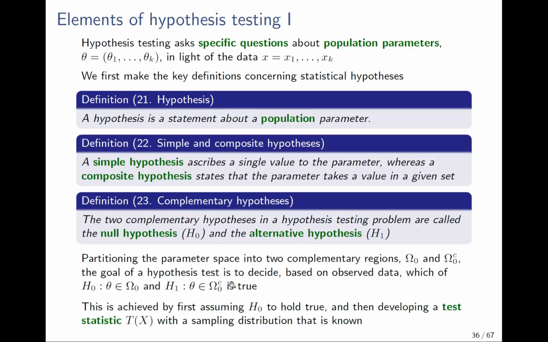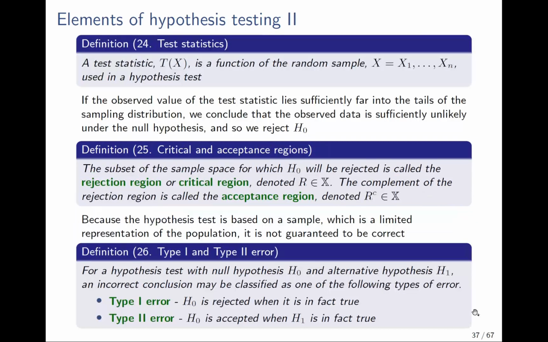This is achieved by first assuming that the null hypothesis holds true, and then we develop a test statistic with a known sampling distribution to evaluate whether H naught is indeed true. We've defined a statistic before. A test statistic is a type of statistic. It's a function of a random variable and therefore has a sampling distribution. It's a statistic that's specifically used to test hypotheses.